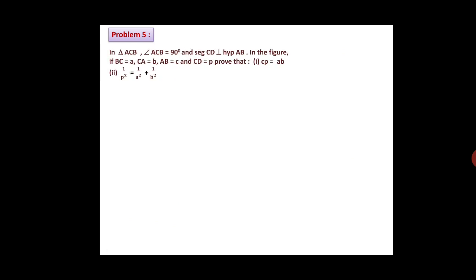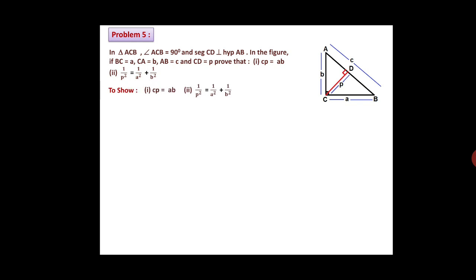So friends, we will try one more problem that could be asked in question number 4 and 5. So this is the last one. We will see. In triangle ACB, angle C is 90 and segment CD is perpendicular to AB. AB is the hypotenuse here. In the figure, BC is equal to A, CA is equal to B, AB is equal to C and CD is equal to P. We have to prove that first CP is equal to AB and secondly 1 upon P square is equal to 1 upon A square plus 1 upon B square. Most of the times this is asked in the board examination. So this we have to prove. So we will try for that one.